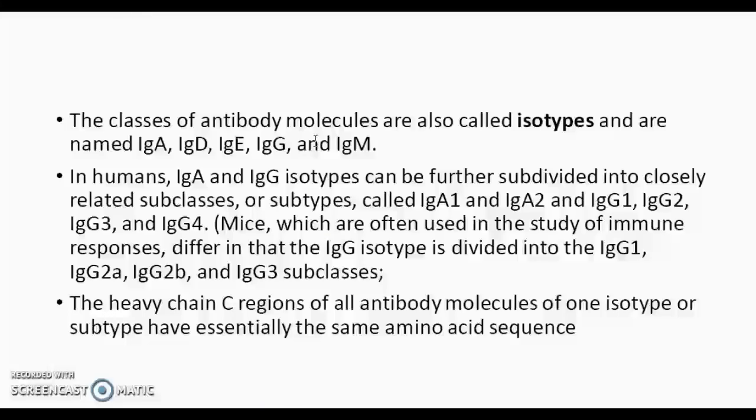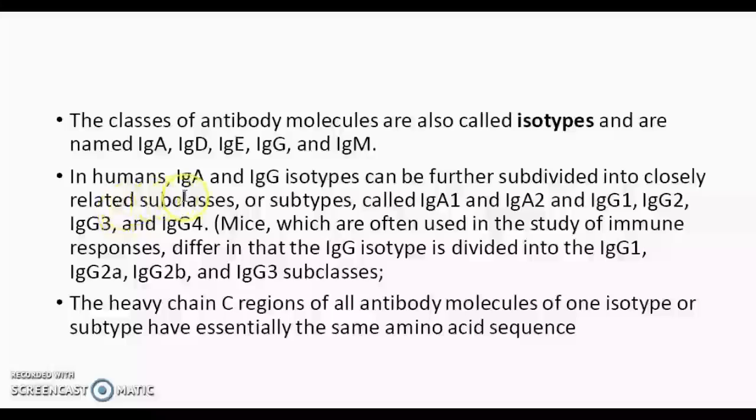The classes of antibody molecules are also called isotypes, and are named IgA, IgD, IgE, IgG, and IgM. Here we want to note that the isotype is defined according to the Fc region. As we mentioned previously, the Fc region is the fragment crystallizable.